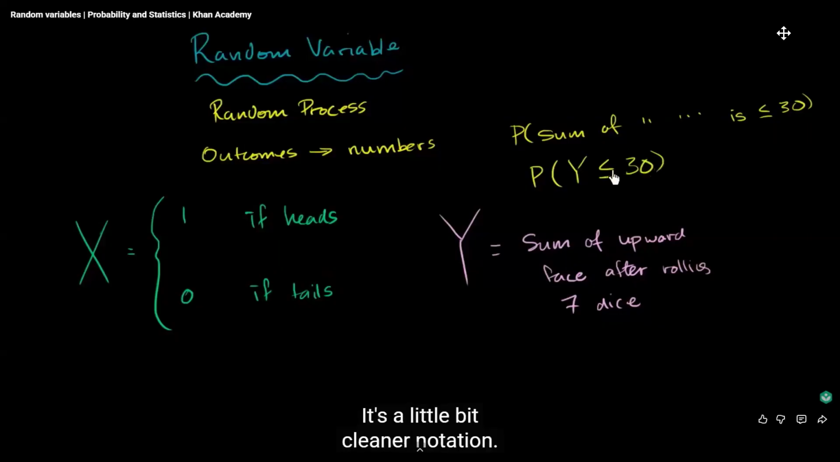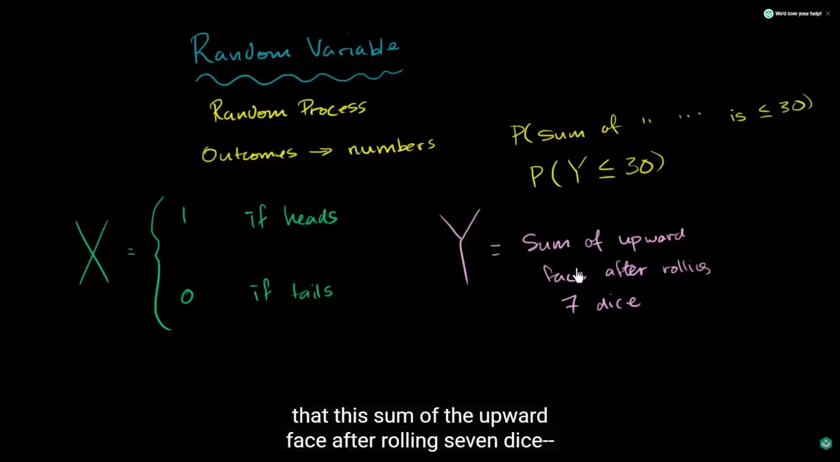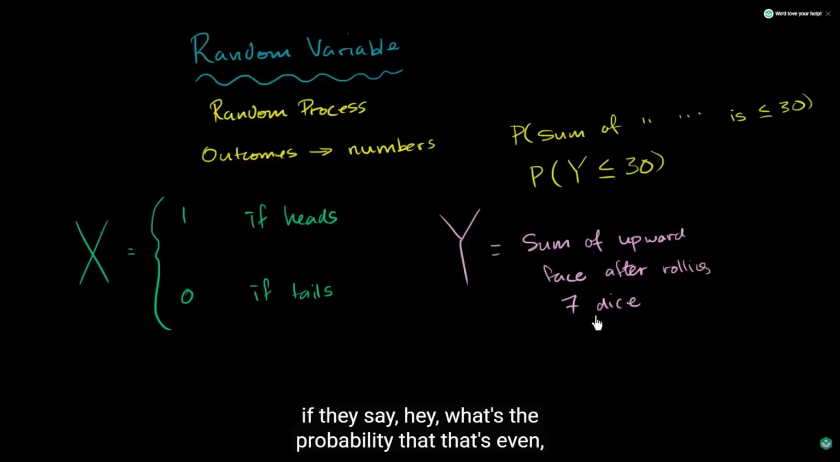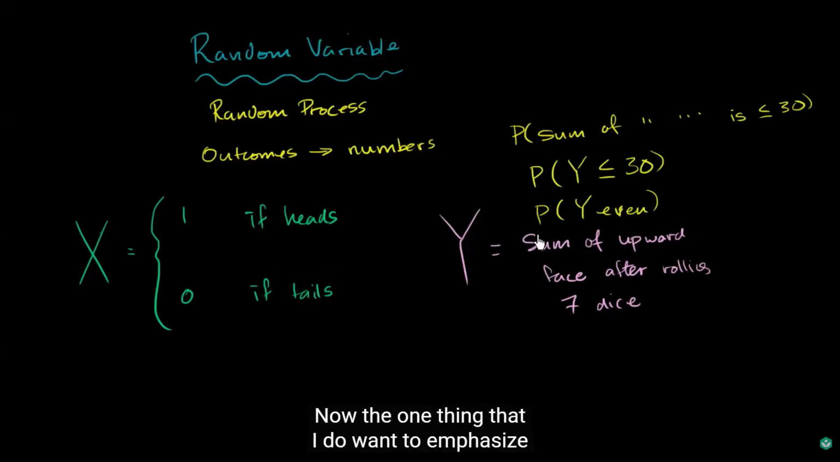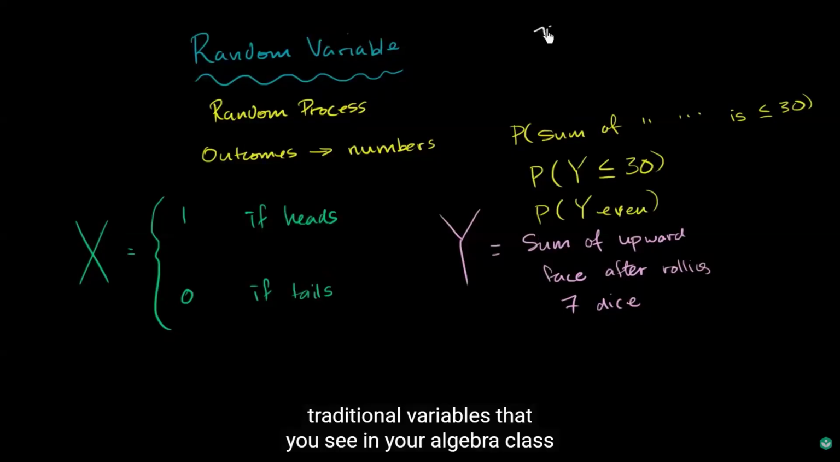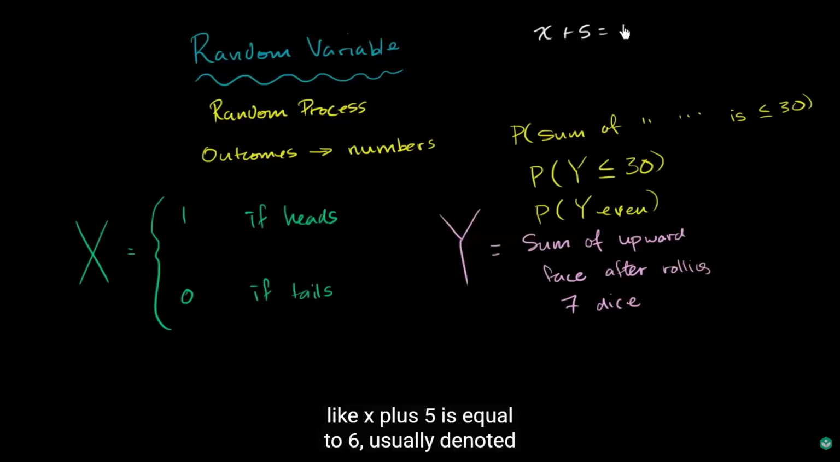And if someone else cares about the probability that the sum of the upward faces after rolling 7 dice is even, instead of having to write all of that over, they can say, well, what's the probability that Y is even? Now, the one thing that I do want to emphasize is how these are different than traditional variables. Traditional variables that you see in your algebra class, like x plus 5 is equal to 6, usually denoted by lowercase variables.